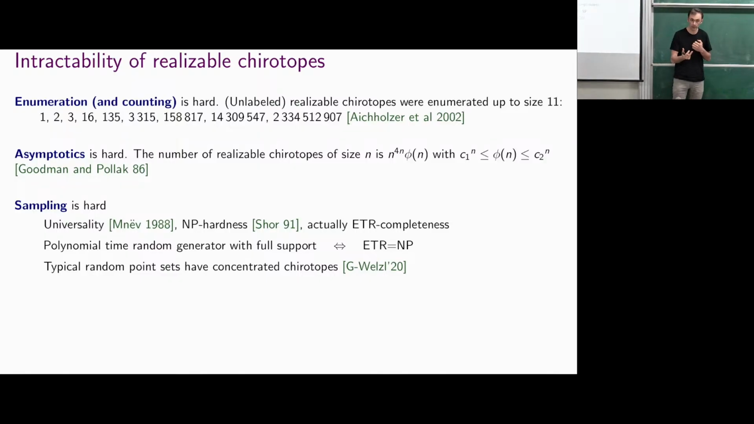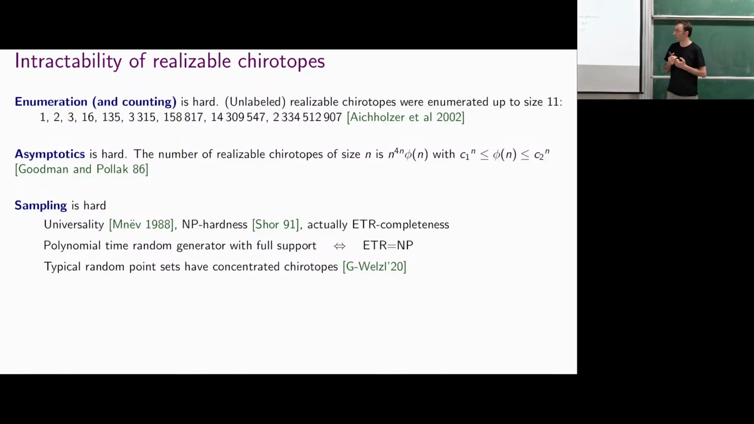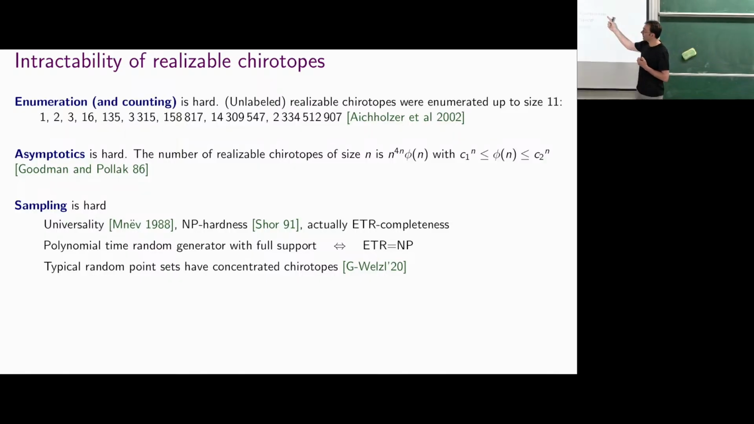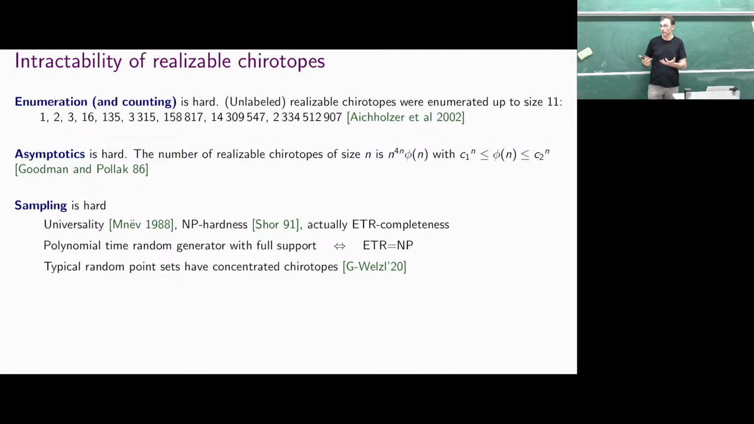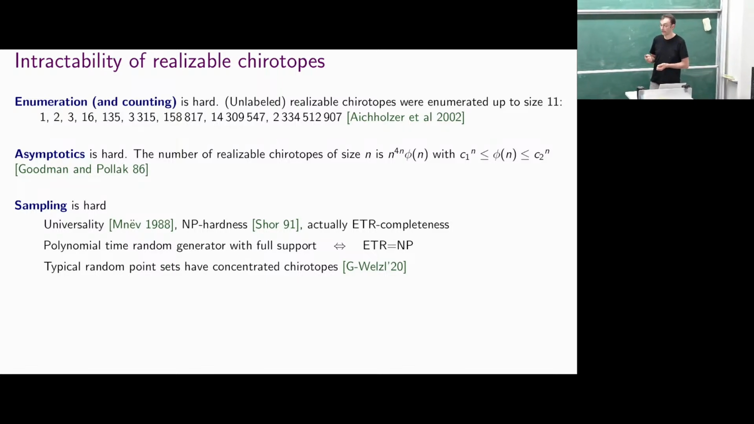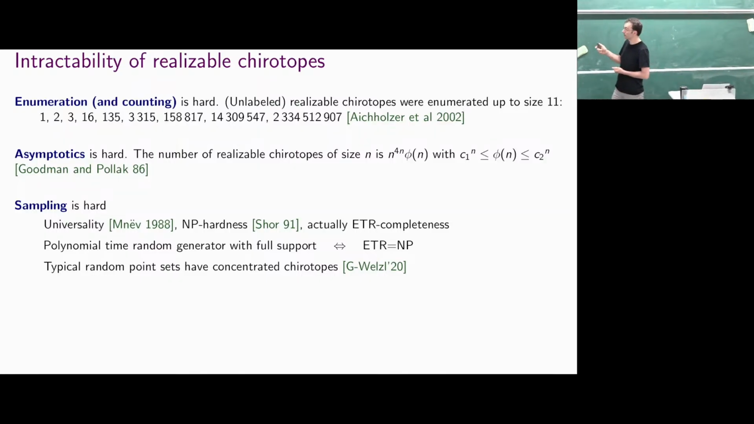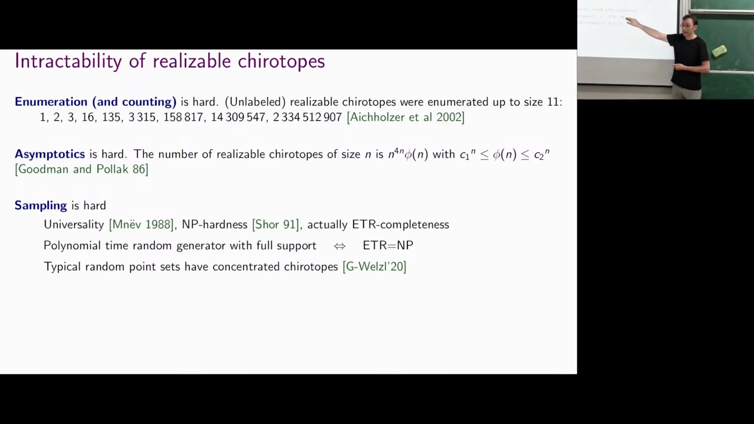If I give you a function and I ask you, is it a realizable chirotope? That's an NP hard problem. It's not NP complete. We don't know that it's NP complete because we don't know if it's in NP. And the reason we don't know if it's in NP is that it's actually something stronger. It's ETR complete. So it's complete for the class of problems of the existential theory of the reals. And we don't know if ETR is in NP. Actually, if ETR were in NP, those two classes would coincide. So we don't know if deciding whether a function is a realizable chirotope is in NP.